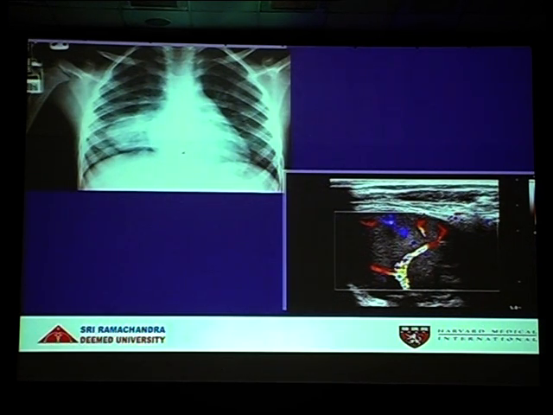This is typical of a round pneumonia. See, round shape. Air bronchogram is seen. And when you do an ultrasound sometimes, solid echoes with a feeding vessel are seen. This is typical of a round pneumonia.